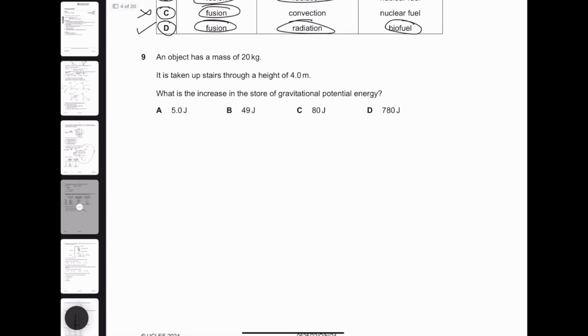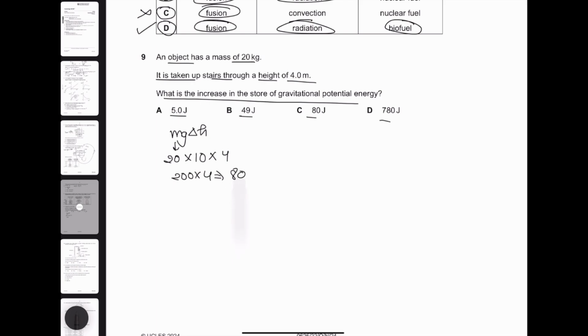Next question. An object has a mass of 20 kg. It is taken upstairs through a height of this much. What is the increase in gravitational potential energy? We know that the formula is mg times change of height. What is mass? 20. g for now I'm taking as 10 because the values are very different, so it will not make a difference. Delta h will be 4. So 200 times 4, 800. You need to pick an answer which is near to 800 and it's this only. So your answer should be D. You can take 9.8, that is what is required, but in this case, I have simply solved with 10.